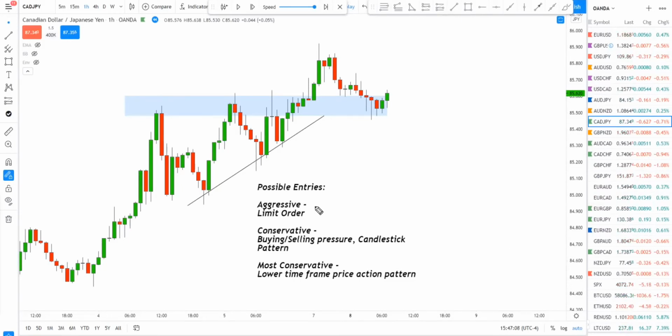So the most aggressive way to enter all of these patterns, they're all going to be the same, right? The trend continuation break and retest, the consolidation break and retest, and the rising and falling triangle break and retest patterns are all going to have the same types of entries.